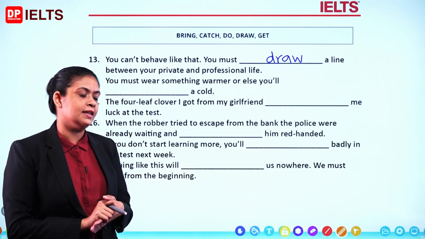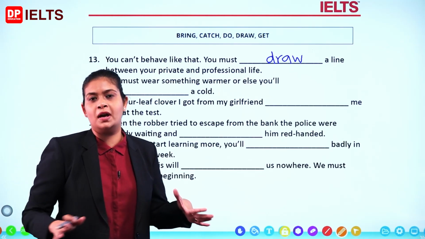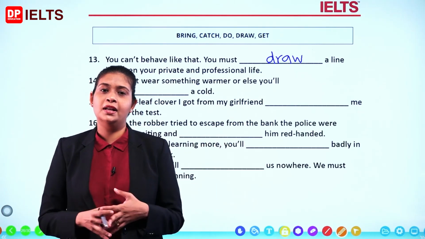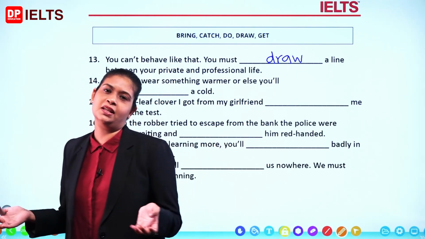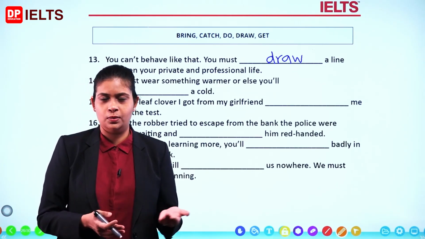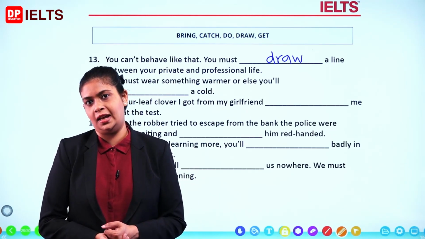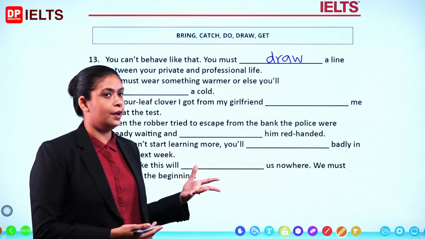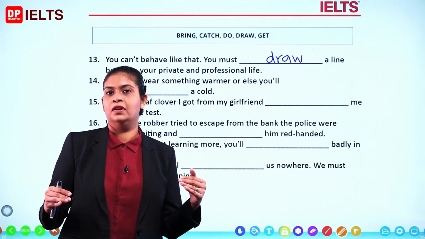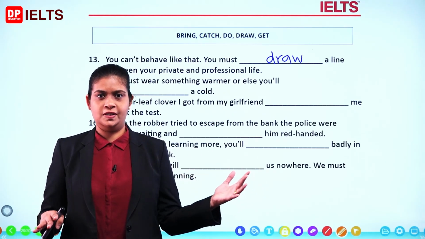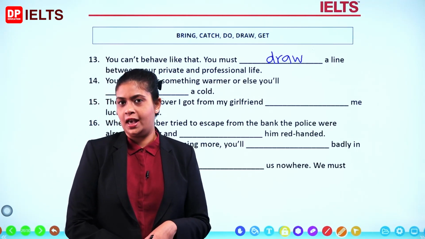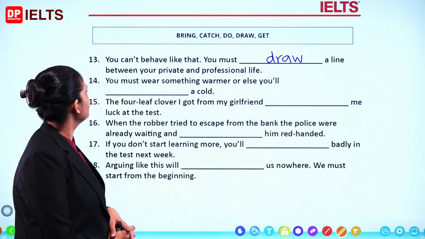So it means, say that I'm a person who puts all my private things online. Oh, this is where I'm going. Oh, this is my kid, right? Oh, I'm having lunch here. Oh, I'm having dinner here. Oh, I'm going on a trip here, right? So that means you clearly cannot distinguish between your private and your professional life, okay? So what it says here is draw a line means have a good solid difference between what you put on social media or what you let other people know about your private life as well as your professional life, okay?